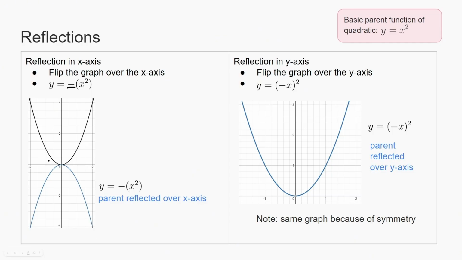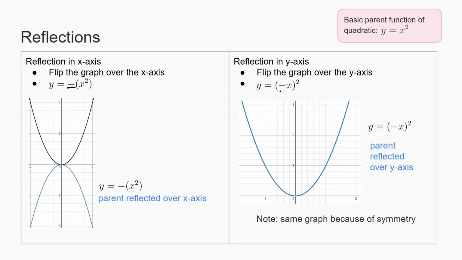And our blue one is our reflection, and the black one is our parent function. Now, for this one, we have reflection in the y-axis. In this case, we're flipping the graph over the y-axis. The y-axis is this axis right here, and we have y equals negative x squared.